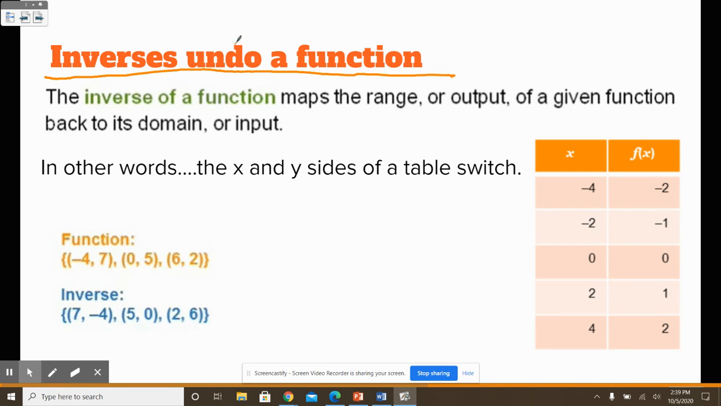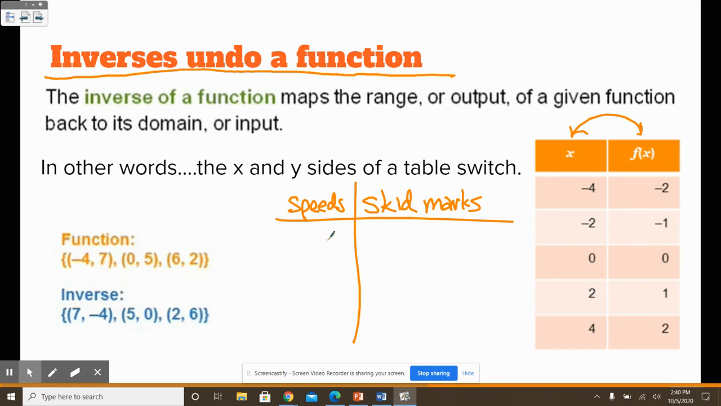So what it does is it takes our table, and instead of having an x, f of x, they will flip-flop it. Now, the way I used to teach this, and I liked it a little bit more, is we looked at a real-world example, and we were looking at various speeds, and we were looking at skid marks on the concrete or the road for a certain car based on going, I'm making this stuff up. So you're going 20 miles per hour. Maybe it left like a 10-foot skid mark.